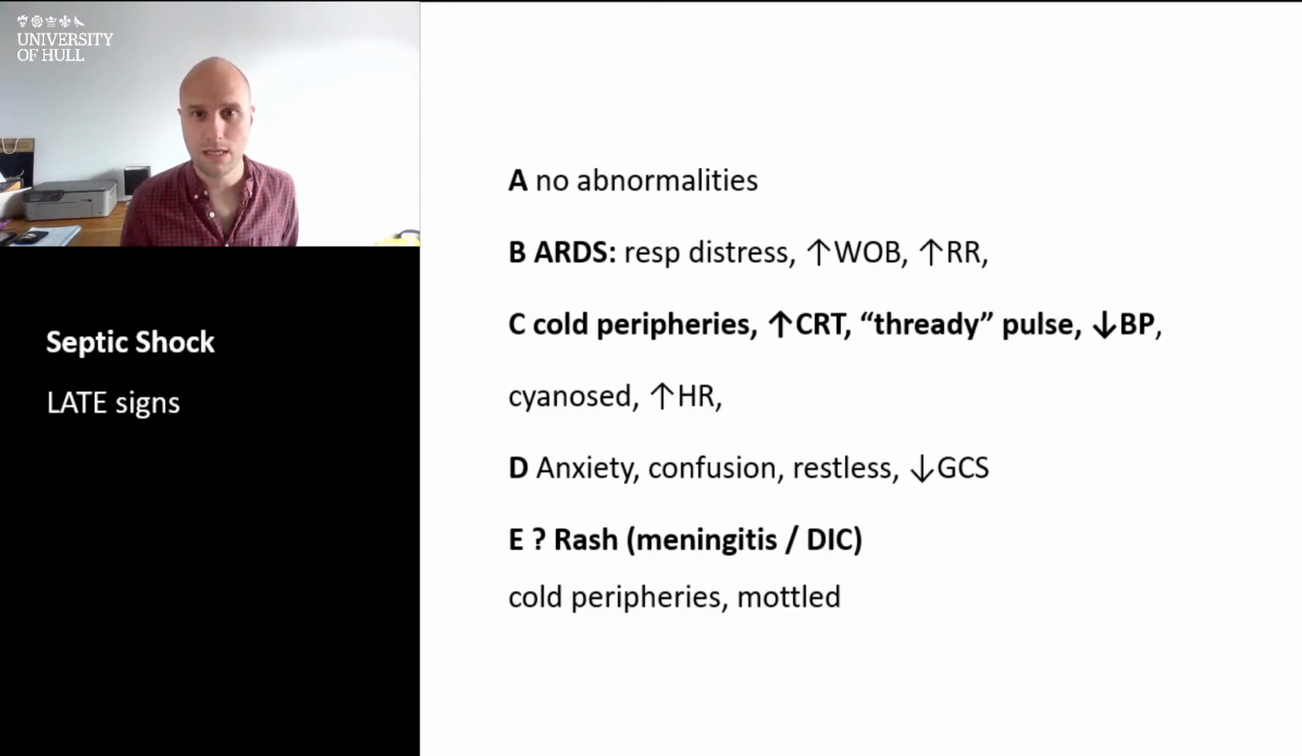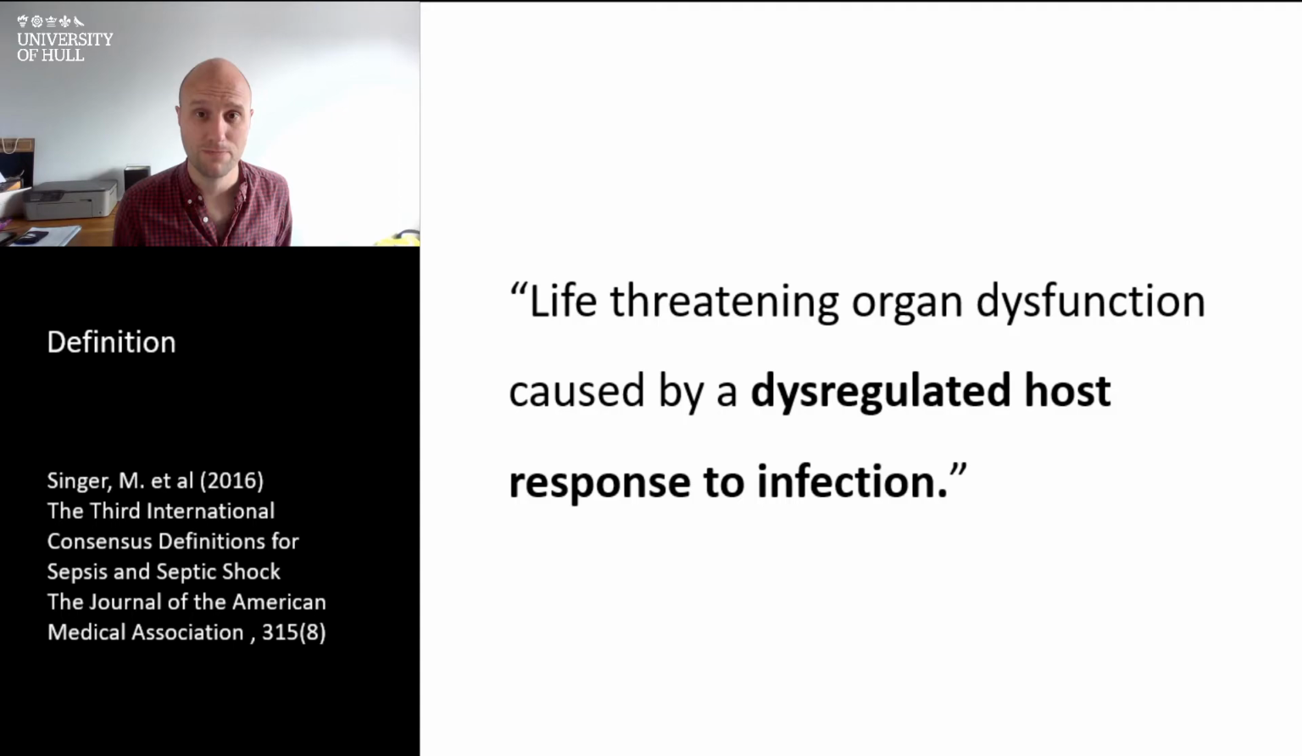And we're going to be thinking in particular about things like the respiratory distress, and so the ARDS that they may have, the cool peripheries and the very thready, difficult to palpate pulse, and also the rash that you may see that is typical of meningitis, or something called disseminated intravascular coagulation, which we'll talk about in more detail in just a moment.